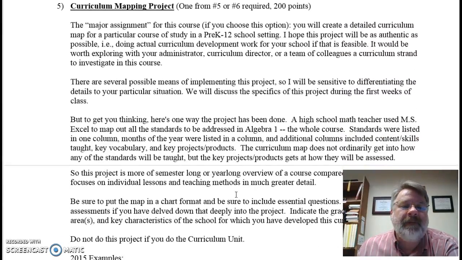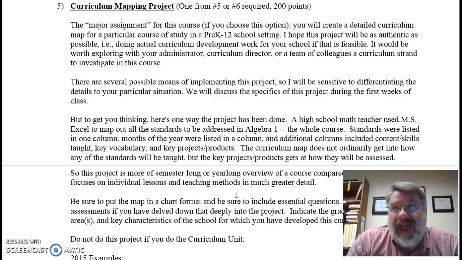Okay, then we get into the 200-point projects. What I'm looking for here is either a curriculum map or a traditional curriculum unit. A curriculum map is probably going to be the obvious choice for people in administrative positions in our administrative track, the school leadership track.